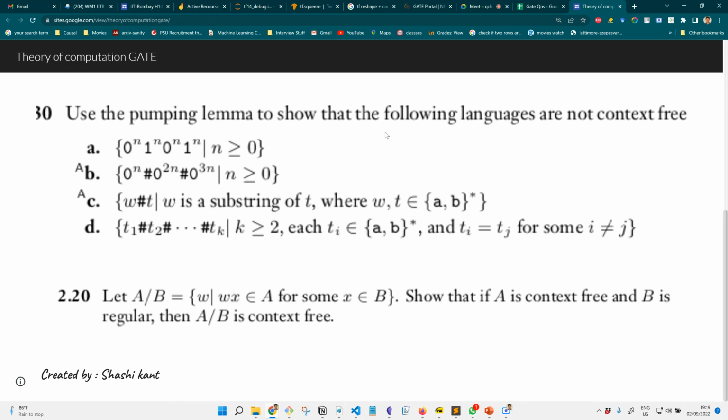Okay, then. So next class we will proceed to linear algebra.